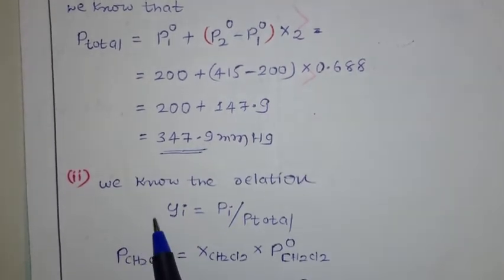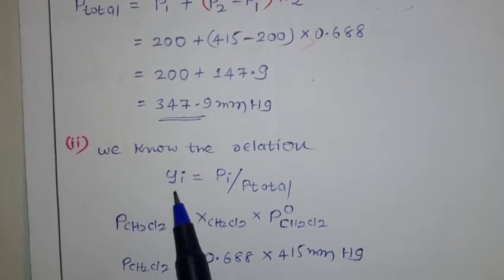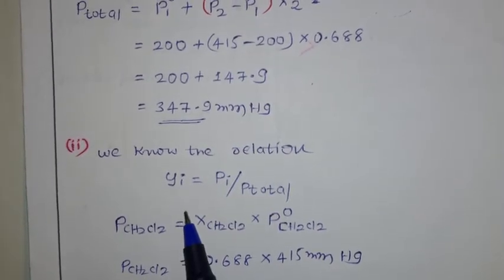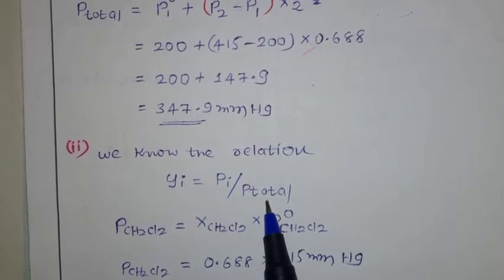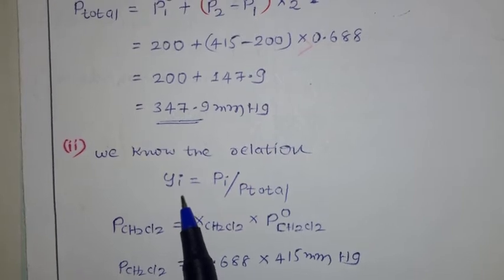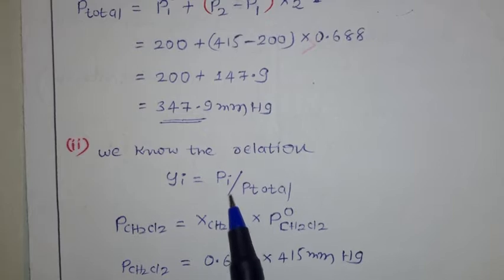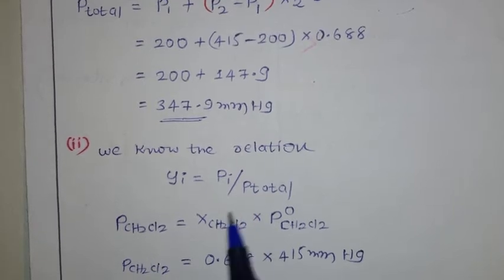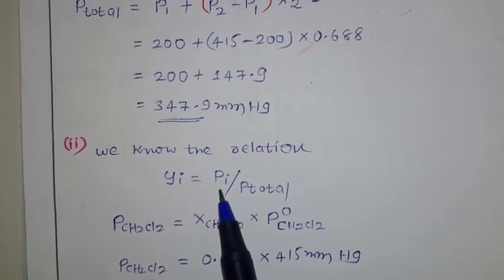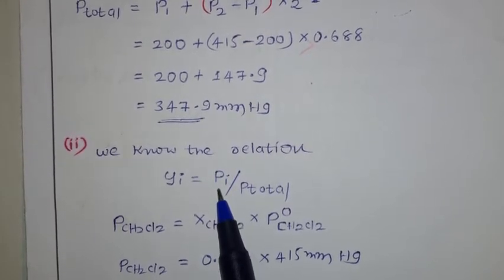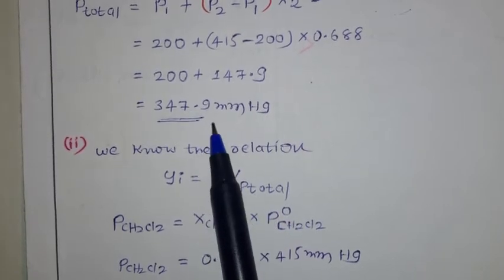Now the second question is what? We have to calculate the mole fraction in the vapor phase. As we know the relation, we already discussed: partial pressure equals the mole fraction in the vapor phase into P total. But they are asking for the mole fraction, meaning Y. The mole fraction in the vapor phase equals the partial pressure divided by the total pressure. Here again, we don't have the partial pressure of chloroform. So you have to calculate the partial pressure of chloroform and of dichloromethane, then divide with P total. P total we already got from the first question.